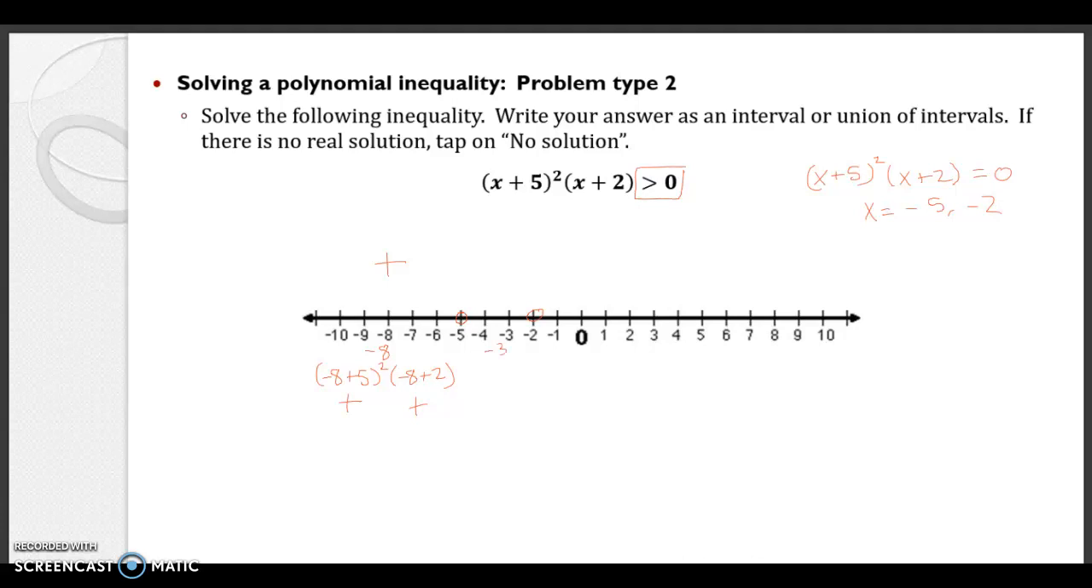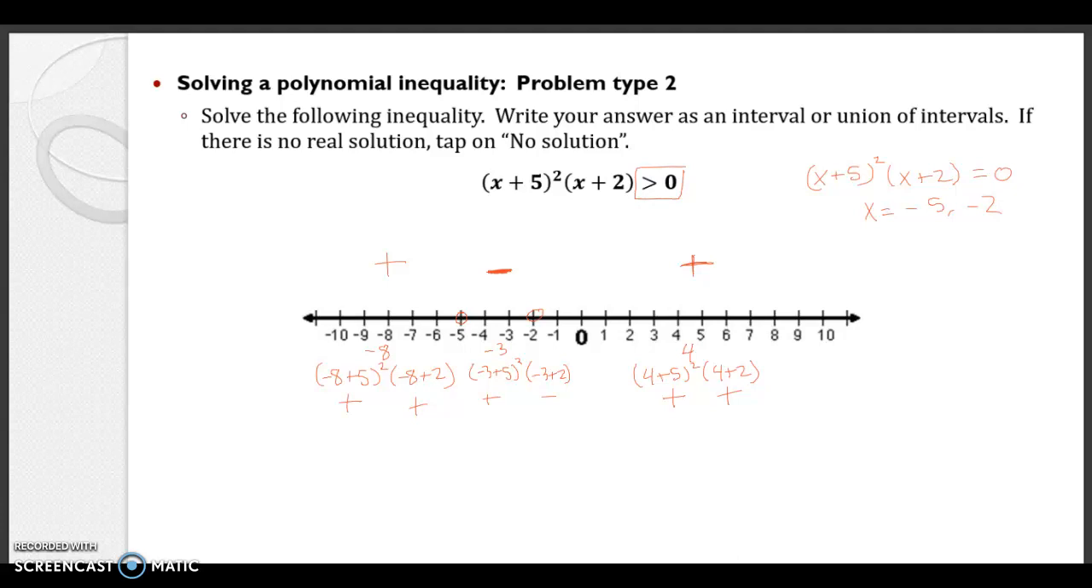If I plug in -3, again, -3 plus 5 squared, that's always going to be positive. And then I have -3 plus 2, which is a negative. So between these two values, I'm going to have negative outputs. And then let's go ahead and test 4 because it's over here and I have some room. So 4 plus 5 squared times 4 plus 2. This term is positive and this term is positive. So overall, my function outputs are positive there.